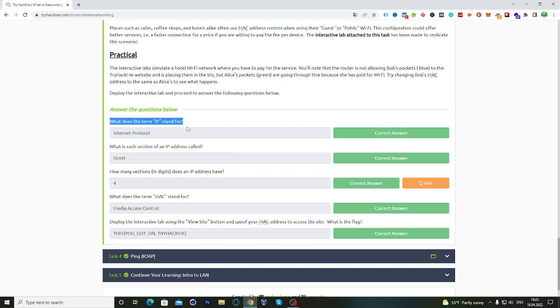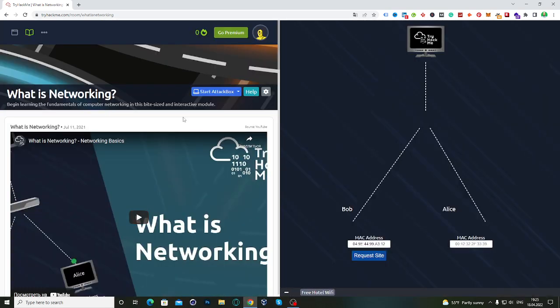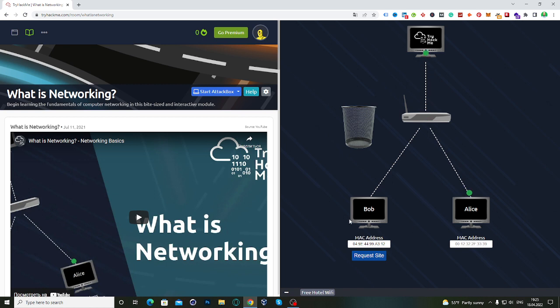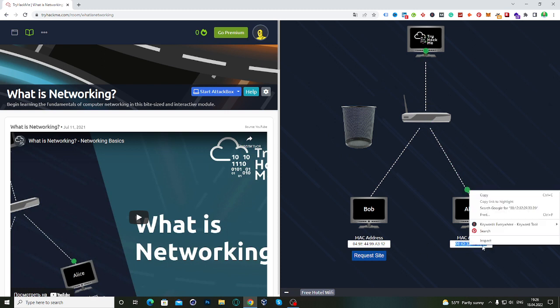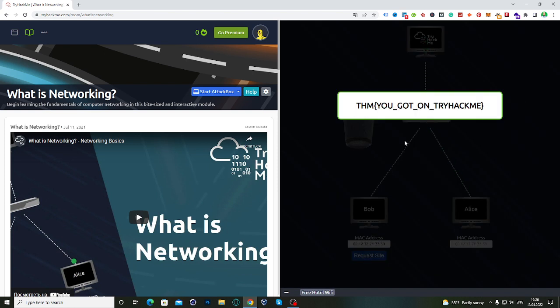What does IP stand for? Internet Protocol. What is a section of it called? It is an octet. Okay, open this one. For example, we have two computers, they have an IP address, they have a MAC address. What can we do? We can copy and paste to here and request. Hey, we got this one.